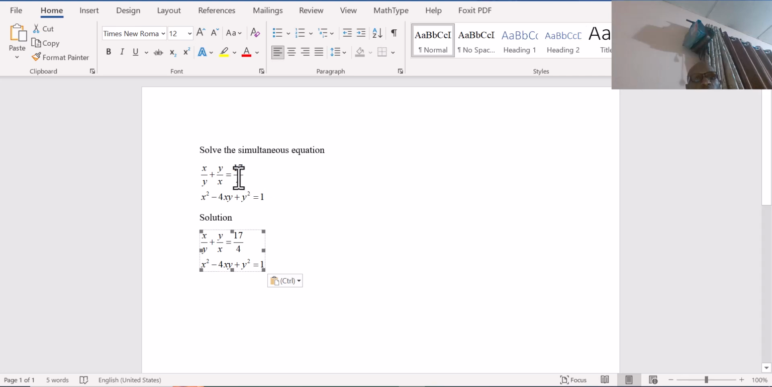So today we are looking at this problem: x over y plus y over x equals 17 over 4. Here we should solve the simultaneous equation. Now we want to see how to go about solving it.